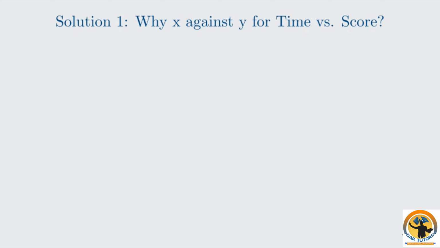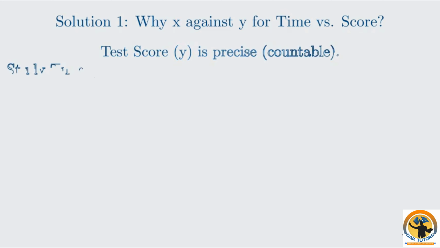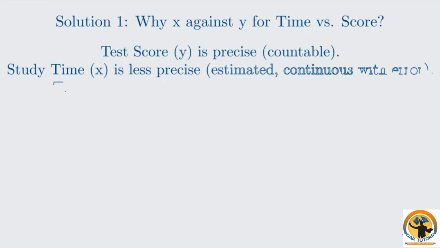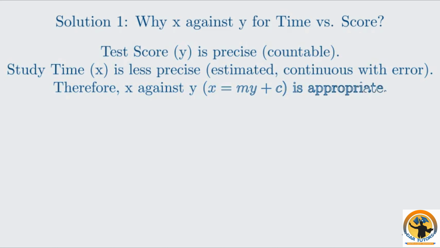This introduces error. Since the test score, y, is the more precise variable and study time, x, is the less precise one, a regression line of x against y, where x is treated as the response and y as the explanatory variable, would be appropriate.